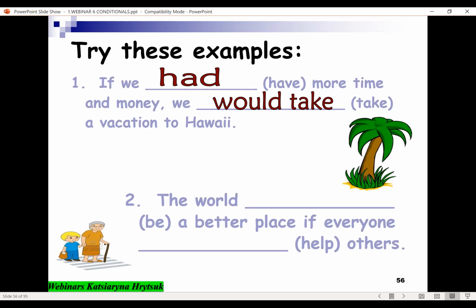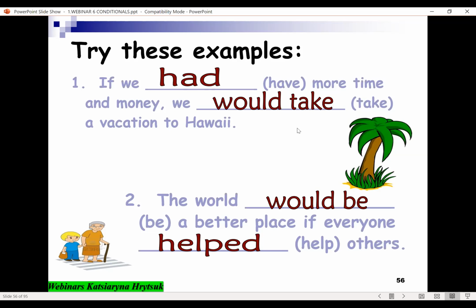Emilia. The world would be a better place if everyone helped others. Great job. So after if, past simple, main clause would be. The main clause can be at the beginning, okay, or it can be at the end. It's not a problem. You can say, if everyone helped others, the world would be a better place. It's the same. It's just to make you confused because you think, okay, always had and then would. No, it can be would and then past simple.